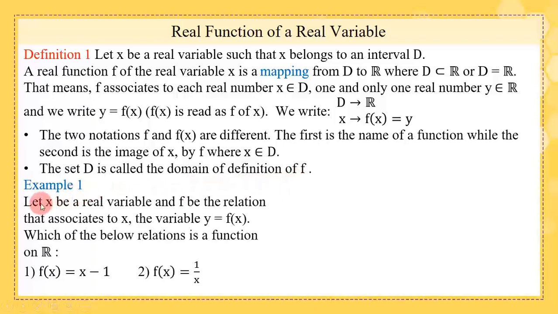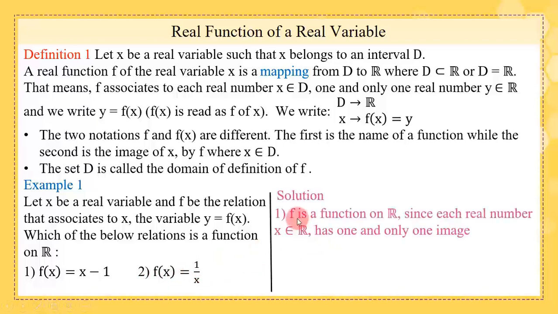Example 1. Let x be a real variable and f be the relation that associates to x the variable y equals f of x. Which of the below relations is a function on R? 1. We have f of x equals x minus 1. 2. f of x equals 1 over x.